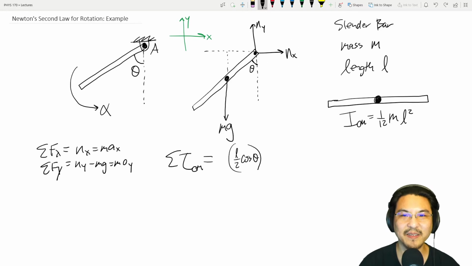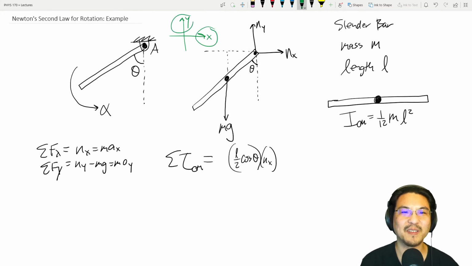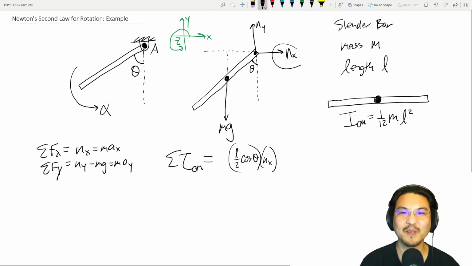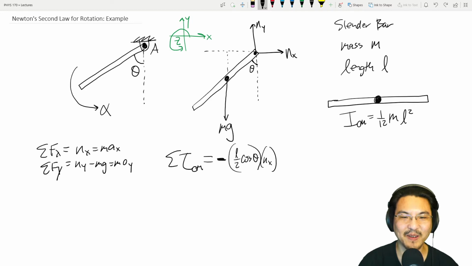times nx. And that would cause torque which way? Up from this point, this way, right? Clockwise. I picked coordinates like this, which means z is out of the page. So this force will create a torque into the page, which is negative. So I'm going to put a minus sign right here, negative in the z direction.